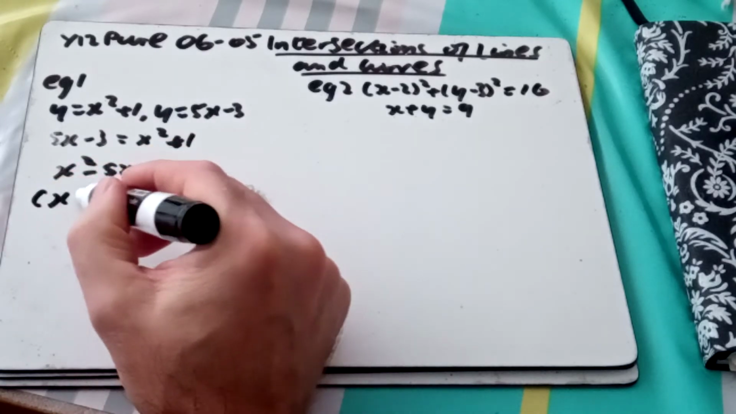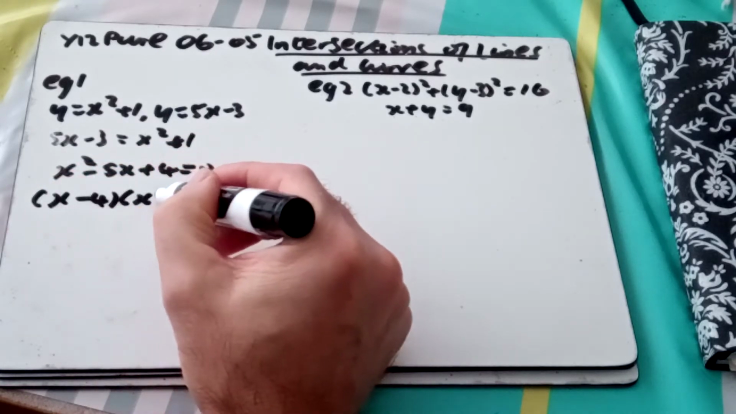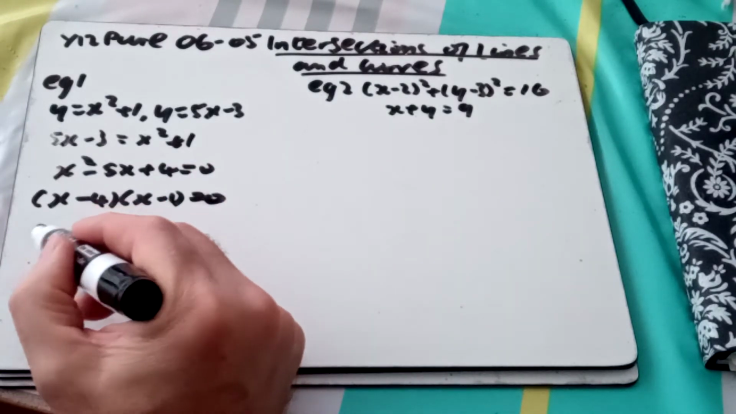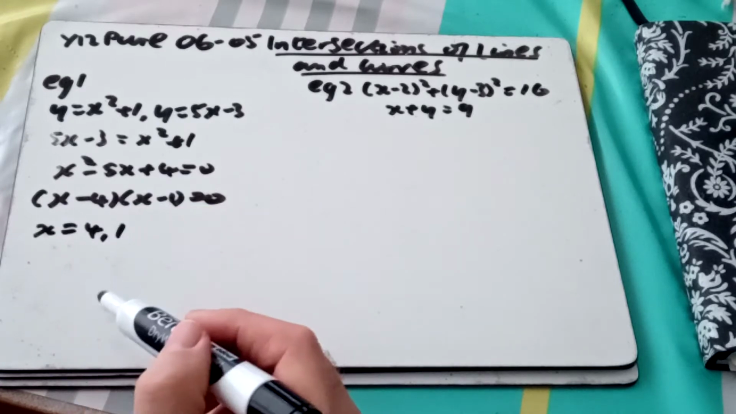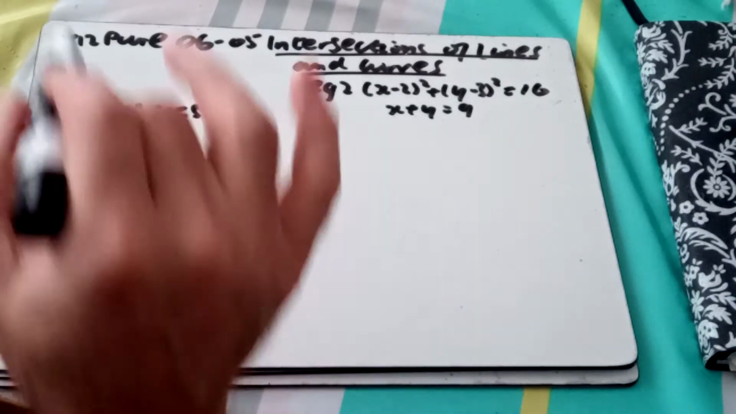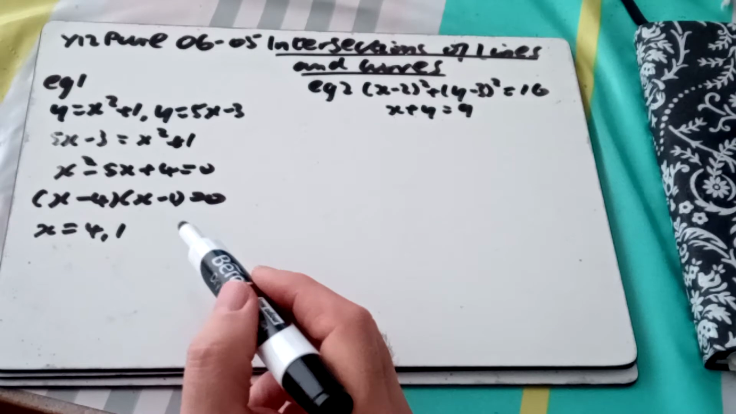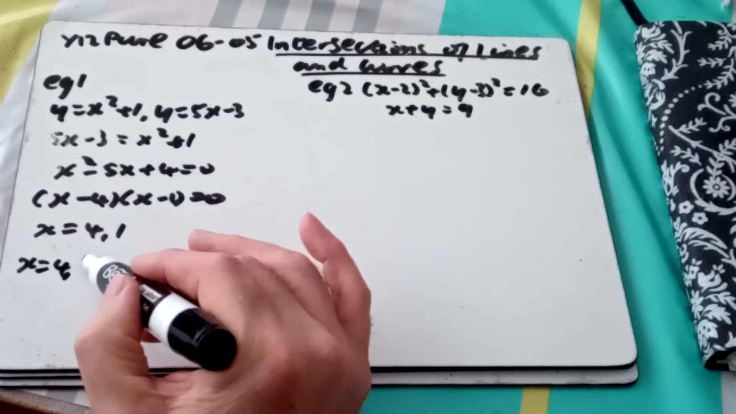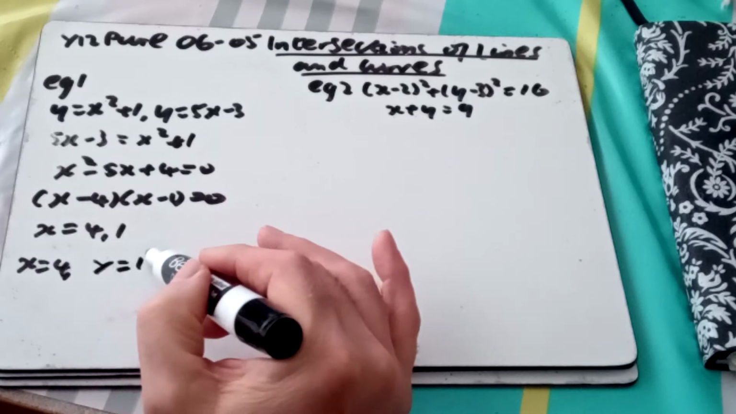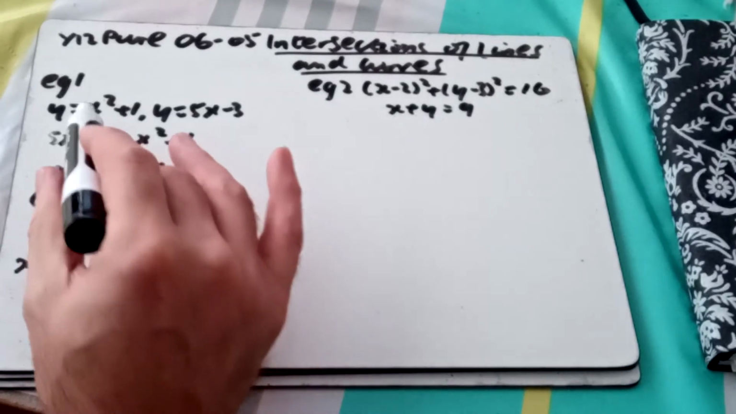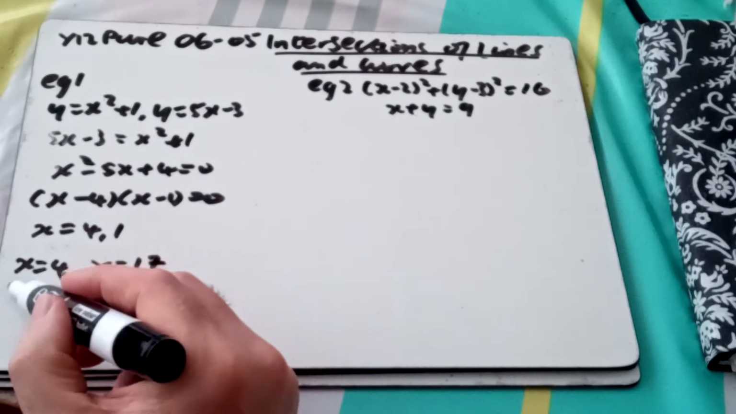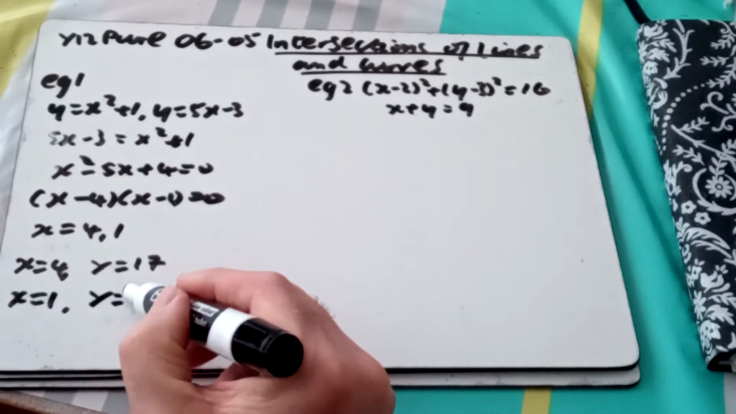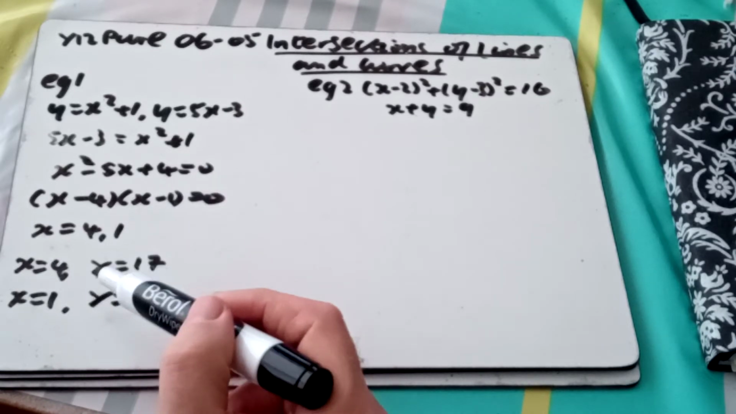Hopefully, most of these are going to be ones that factorise. So I'm going to have x minus 4, x minus 1 equals 0, and x equals 4 and 1. Don't forget to stick that into either one of these to get the y values, so x is 4, y equals 20 minus 3, which is 17, and x equals 1, y equals 5 minus 3, which is 2. And you can do them as points as well.